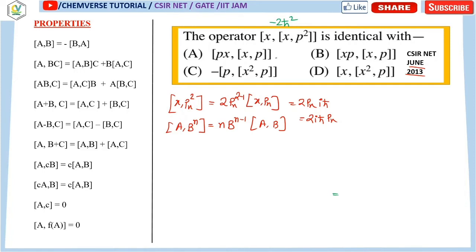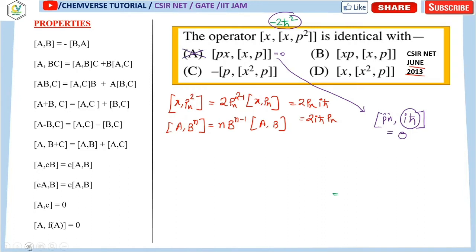Taking the first option, it is written that it is [px, xpx]. Xpx has a value of i h cross. Now over here these are two operators, but over here it's a constant. So when operators are commutated with a constant, it will have a value of 0. So this option A will have the value of 0. It doesn't match with this minus 2 h cross square, so option A cannot be your answer.